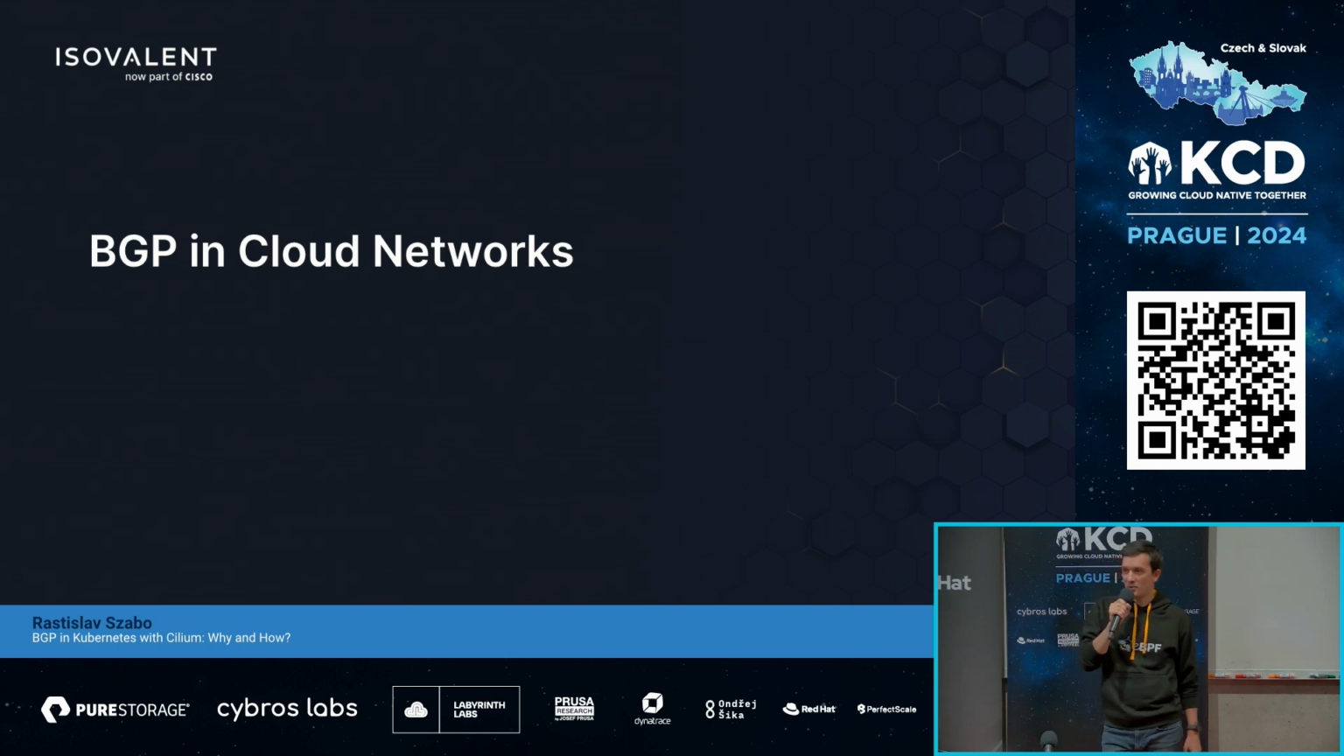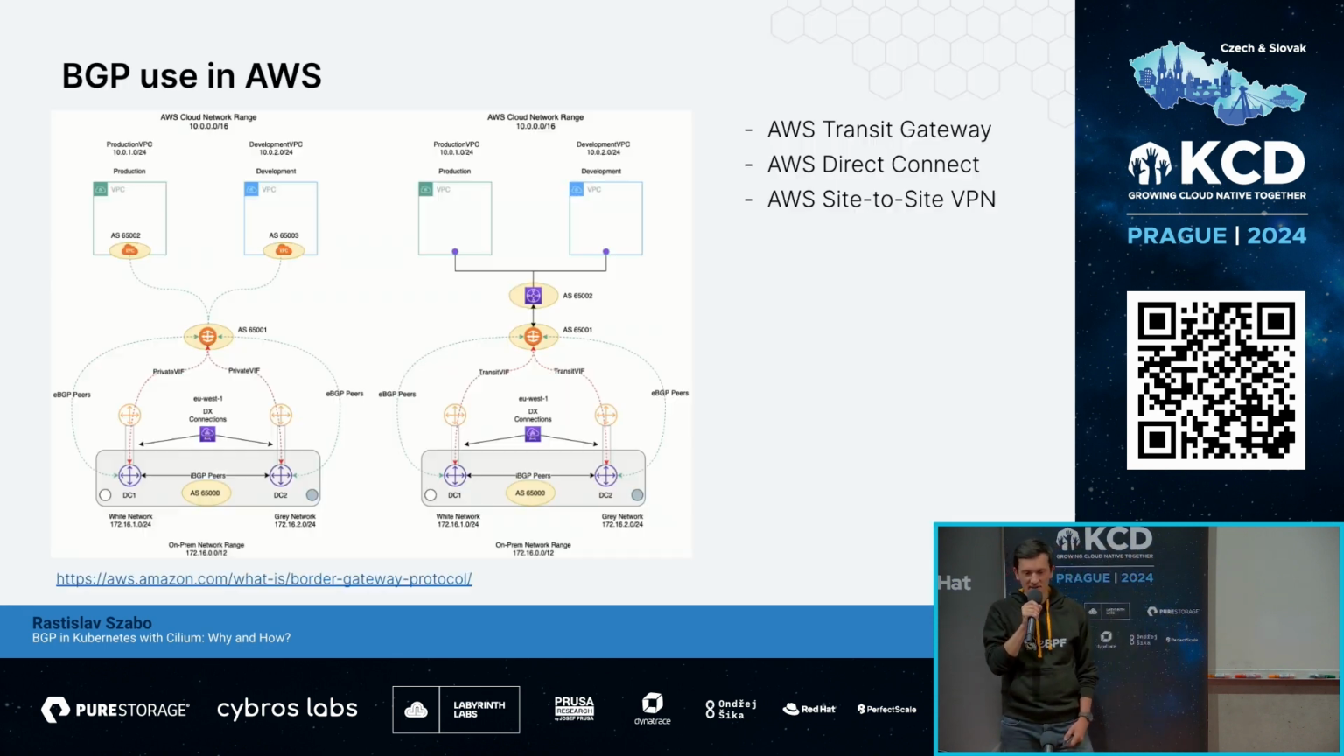Okay, and now let's think about BGP in cloud networks. Do we need BGP in the cloud if everything in the cloud is managed by the cloud provider and we don't need to care about it? Well, the answer is yes. There are some use cases for BGP even in cloud networks, but they are a little bit more advanced. For example, in AWS, you can play around with BGP if you are using either AWS Transit Gateway, Direct Connect, or site-to-site VPN.